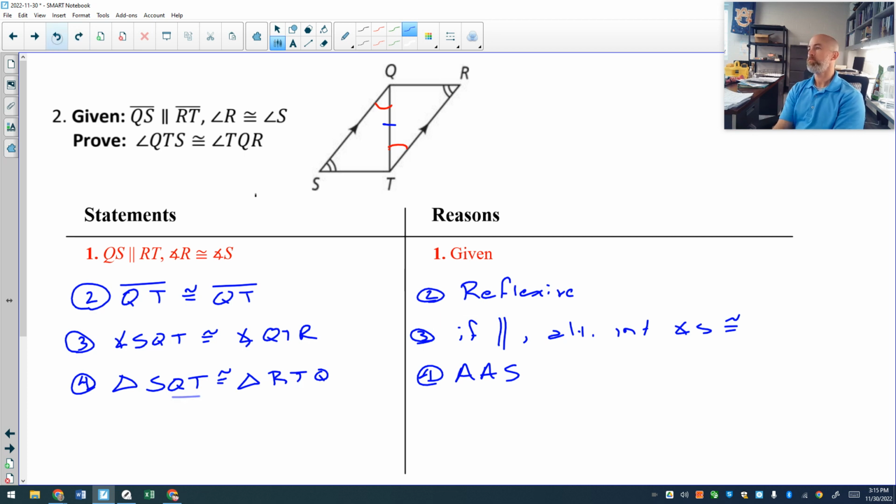Yes? Yeah. And so finally, can I say that QTS and TQR are congruent? Yes, because that goes in order: second, third, first, second, third, first.